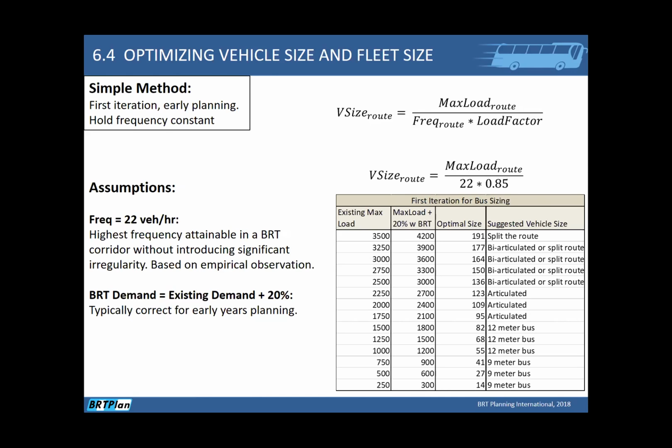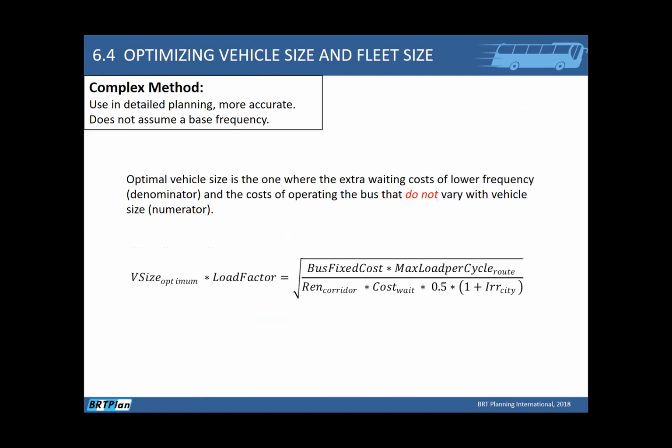That's more people than you can really handle with a regular 12-meter bus. So you're probably going to go for an articulated bus. That's a pretty high demand corridor. And if you've got fewer, you're going to use smaller and smaller vehicles. So that's a kind of rule of thumb, and it's probably enough for planning purposes. Probably you'll never go beyond that.